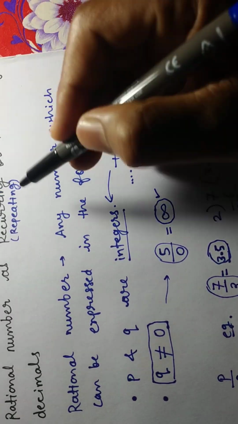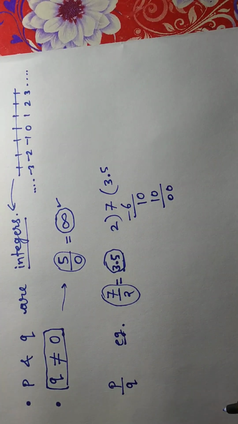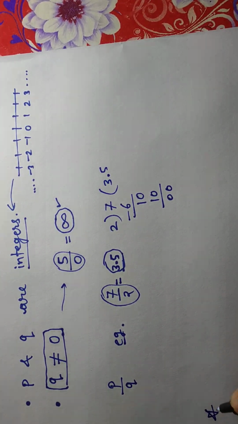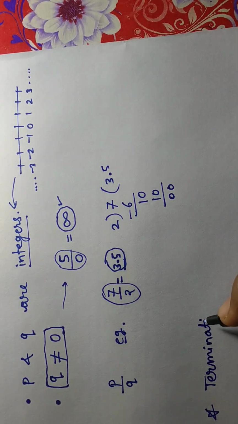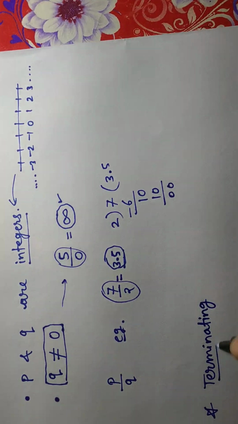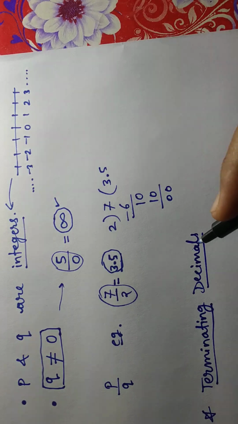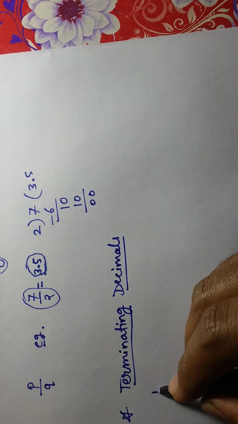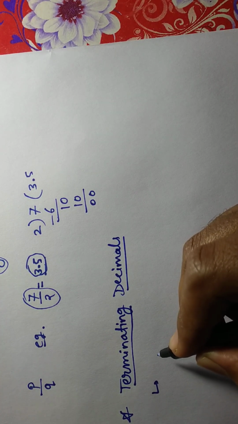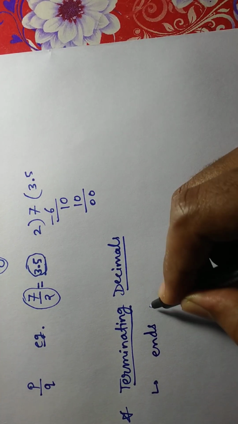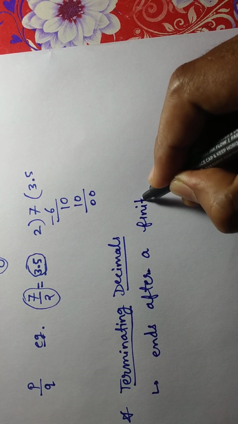Now what is the terminating and recurring type? Let's see one by one. Okay, so first let's see terminating decimals, right? So what is the terminating decimals? Terminating decimals is a decimal that ends after a finite number of digits.